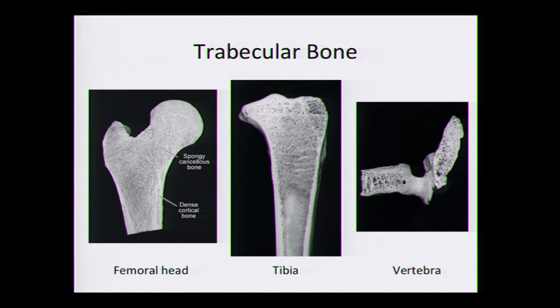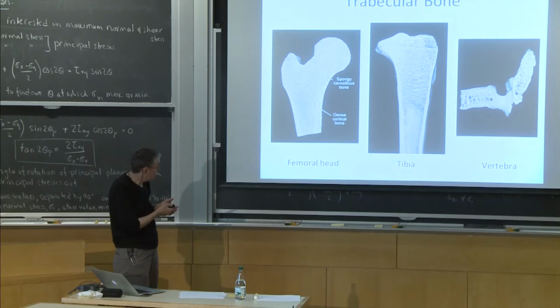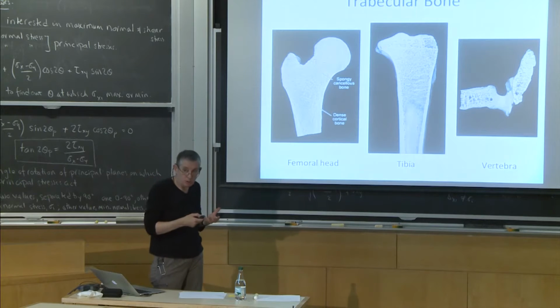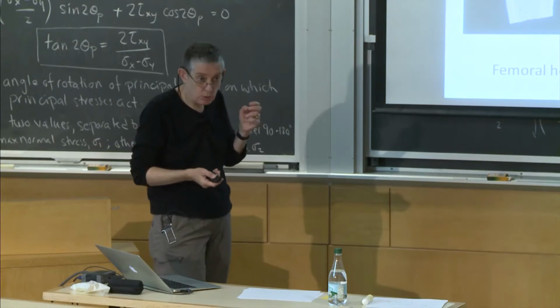So these are pictures of trabecular bone. It exists at the ends of your long bones. This is a femur. This is the ball at the end of your femur that fits into your pelvis. This is a tibia, so this is your knee here. And this is a vertebra here. So the trabecular bone is the porous bone, and it's at the ends of the long bones.